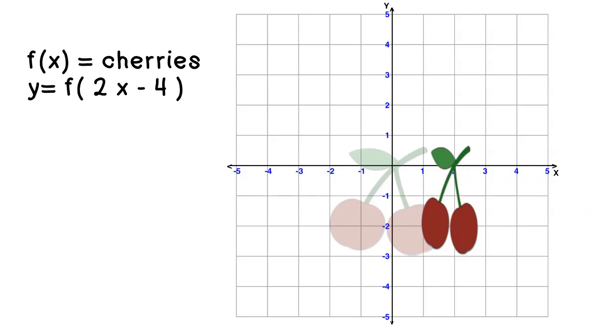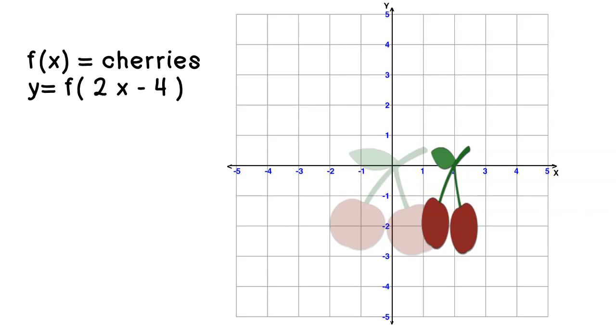So to repeat this, just make sure you understand. We first move it to the right 4, that's because of the -4, and then the 2x makes everything squish horizontally to half its value before. So the cherries themselves get skinnier, and as we do that, we need to squish in all the points to half the width. So what was at 4 now ends up at 2.